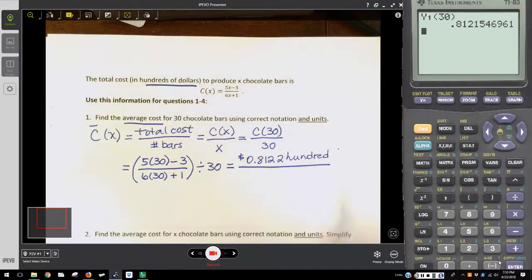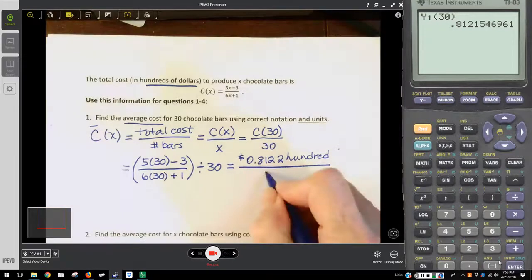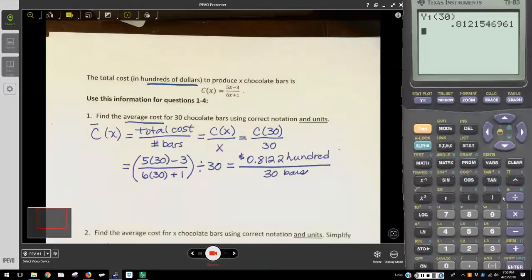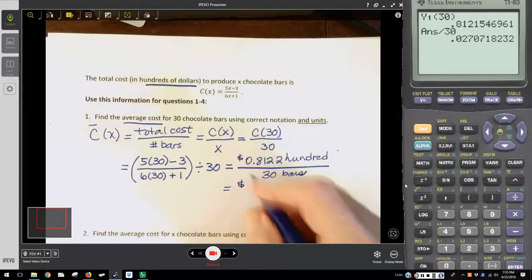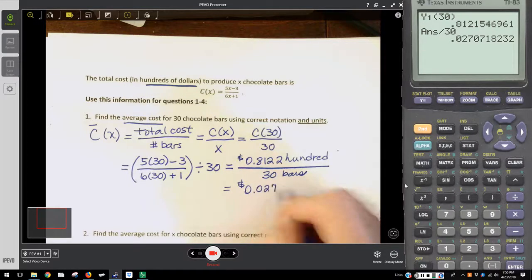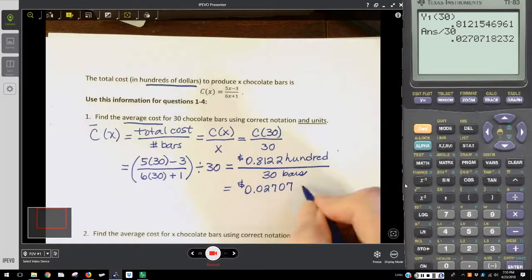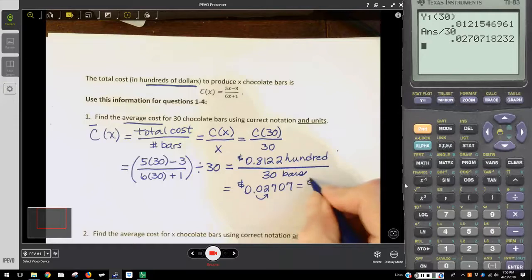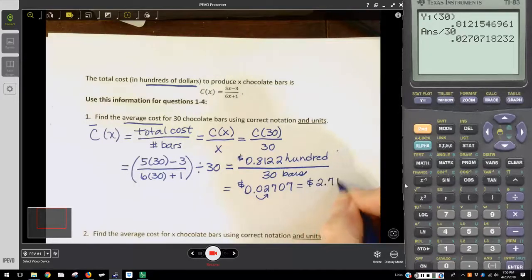is 0.812200, which in actuality is $81.22. And we're going to divide that by 30 chocolate bars. Which means that the resulting answer, 0.02707, in $100 is going to be $2.71 per bar.